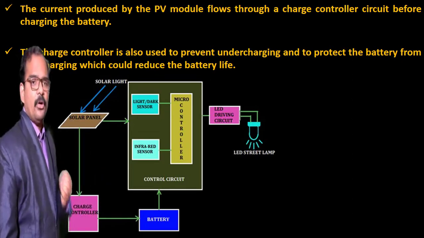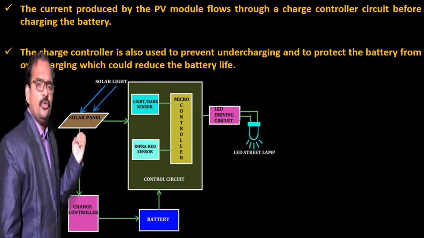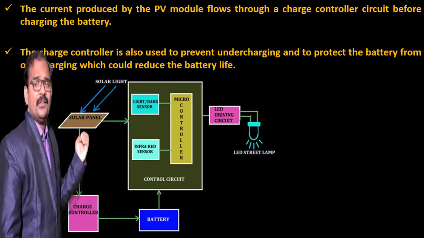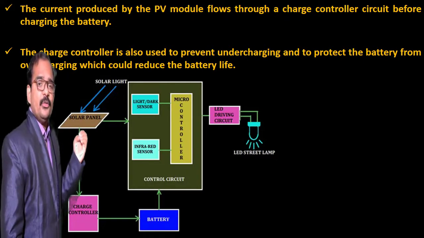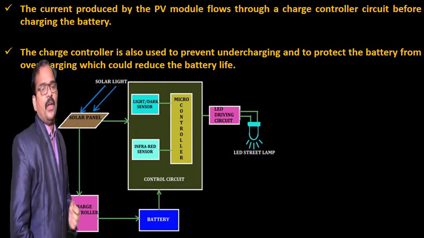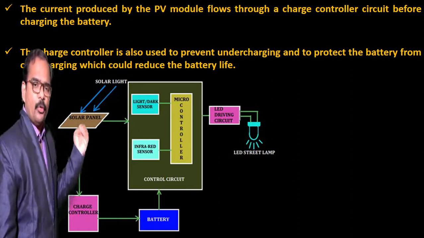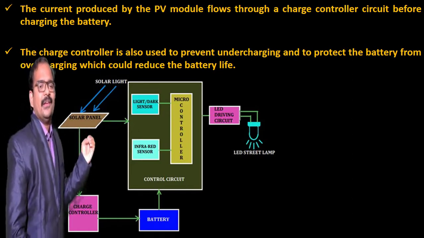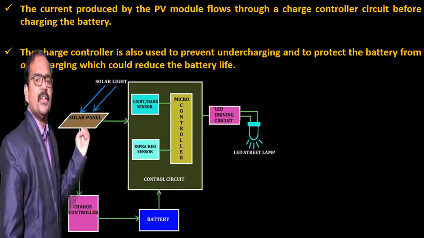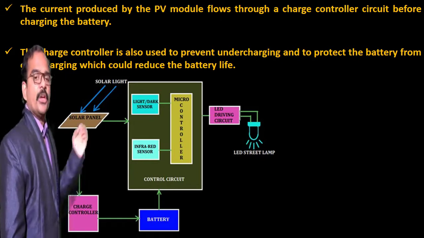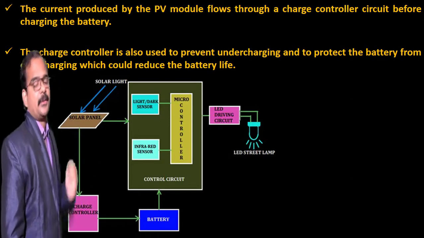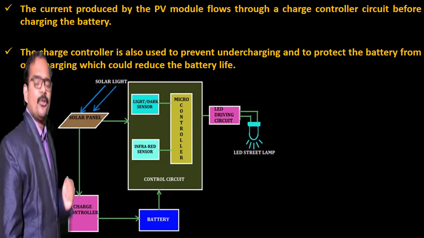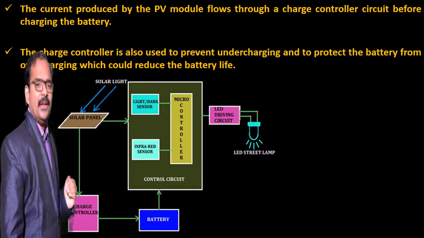Why? Because the charge controller is used to prevent undercharging and to protect the batteries from overcharging, which could reduce the battery life. We have already seen this in our unit number 4, that is battery energy storage technology. There is a particular thing called depth of discharge. You cannot discharge a battery below a particular limit. If you do so, what happens? It causes permanent damage to the battery, thereby reducing its lifetime.